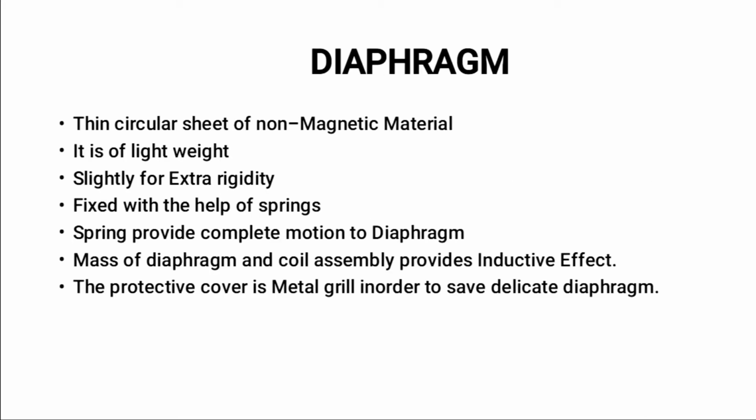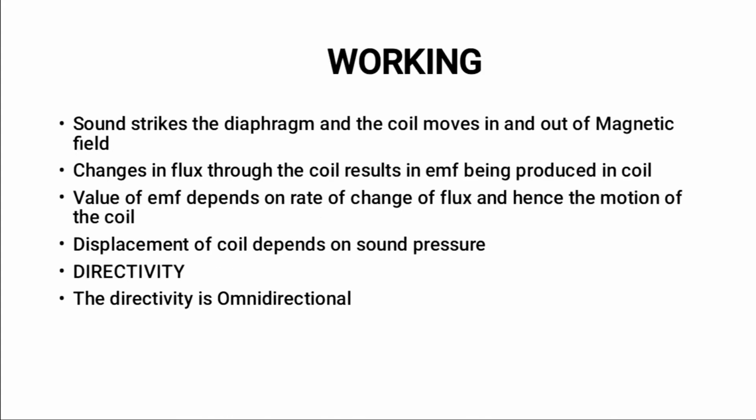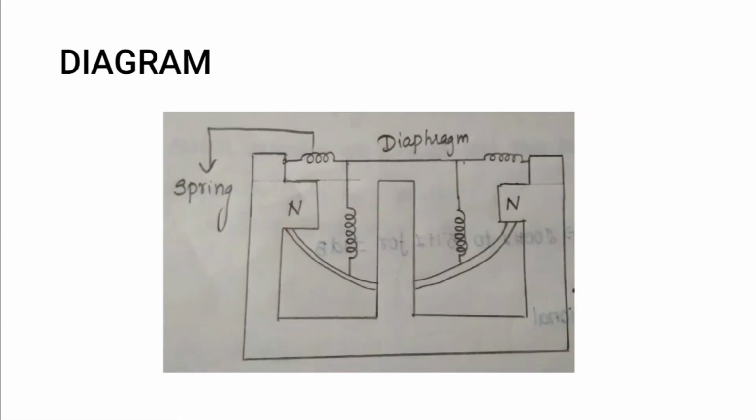Then we can see what is meant by the diaphragm. The diaphragm is a thin circular sheet of a material which is non-magnetic in nature and very light in weight, and it can be moved slightly. For extra rigidity, this diaphragm is fixed with the help of springs. You can see clearly in this diagram that the springs are connected to the diaphragm.